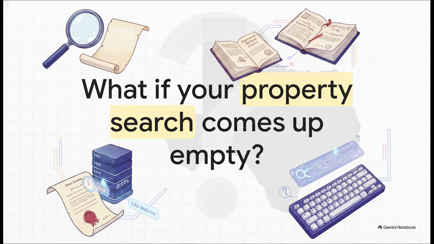So what exactly happens if your search comes up totally empty? Or what if you spot a weird discrepancy between the appraisal district and the county clerk's records? Usually it's pretty simple. Maybe a newly recorded deed just hasn't updated on the CAD website yet. Or you might have simply typed an address in a way the search system just didn't recognize.